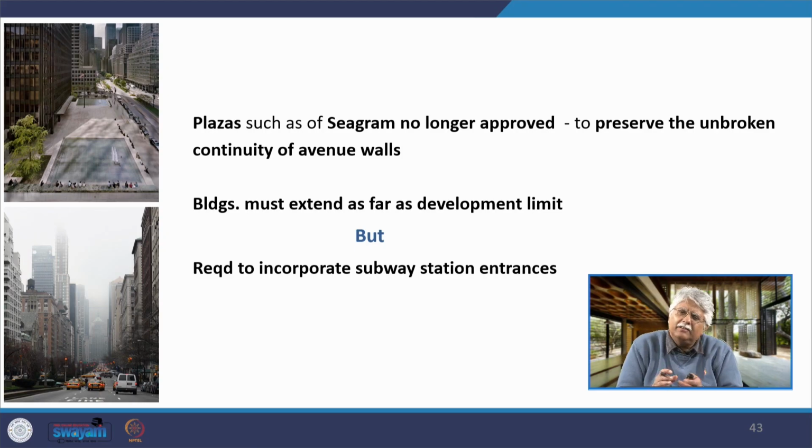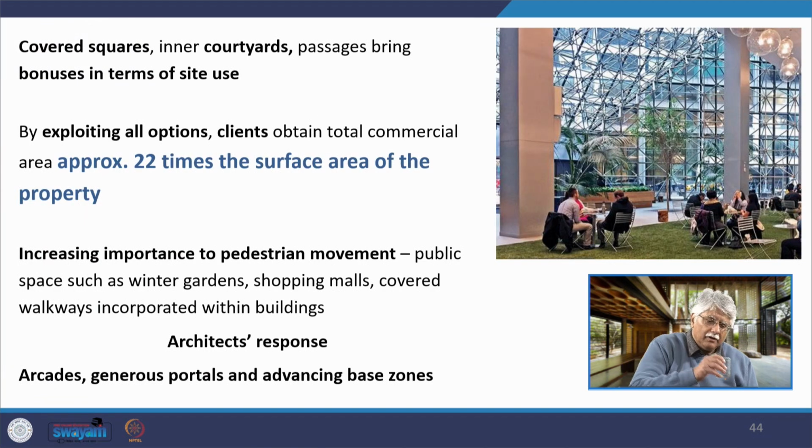Now, a few things happened because of the 1982 resolution. Plazas like that of Seagram were no longer approved, to preserve the unbroken continuity of the avenue walls at the street level. The buildings must extend as far as the development limit, and this is required. They are also required to incorporate subway station entrances. The covered squares, inner courtyards, passages, etc.